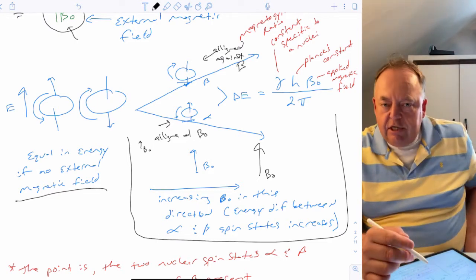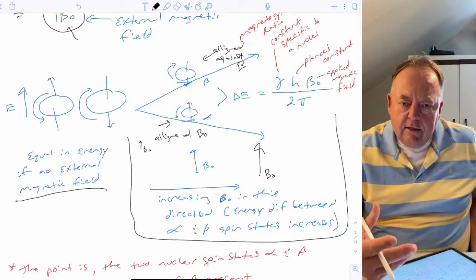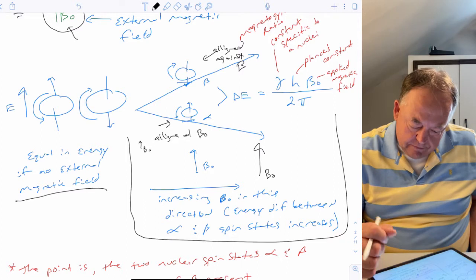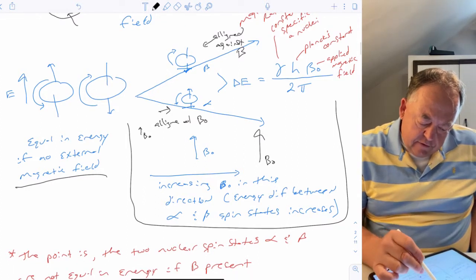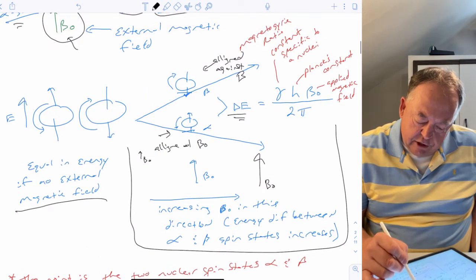It's lower in energy to be aligned with the field, because the magnetic field, of course, is a force. It's lower in energy to be aligned with that force than it is to oppose that force. And so the difference in energy between those two nuclear spin states is given by this equation.